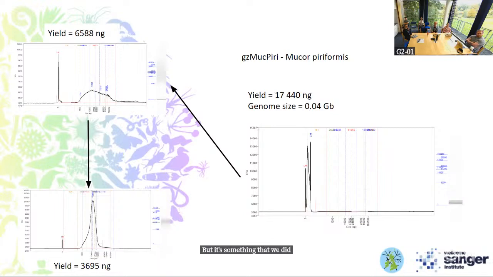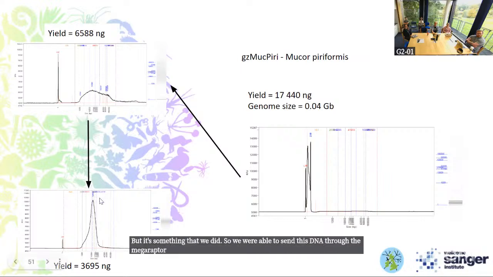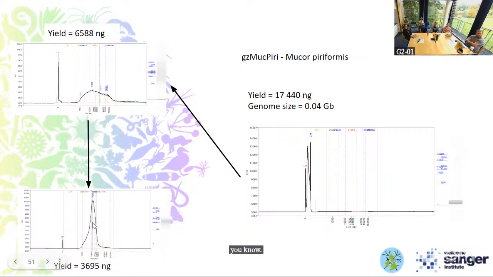So we were able to send this DNA through the Megaruptor and produce sheared DNA of 3,700 nanograms of good quality, or good fragment size distribution, for PacBio library prep. So yeah, it's not always doom and gloom with some of our samples. Even though it looked really poor to begin with, we were able to work with the sample, get rid of the low molecular weight stuff, and recover something that's usable.